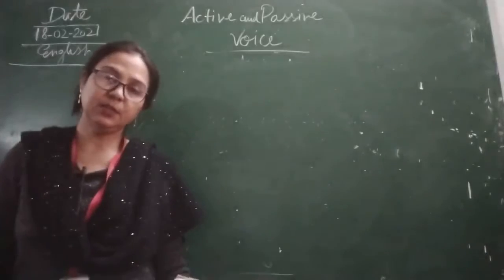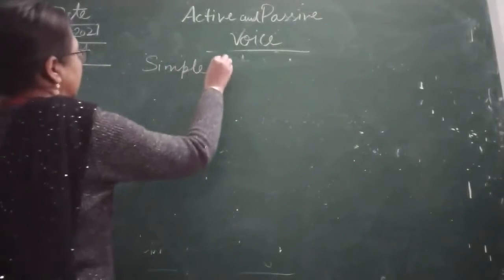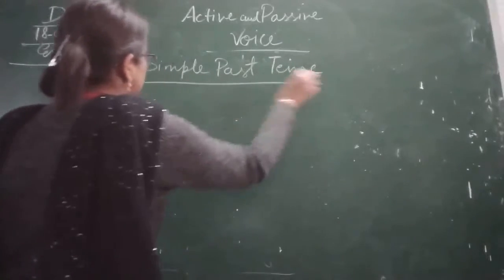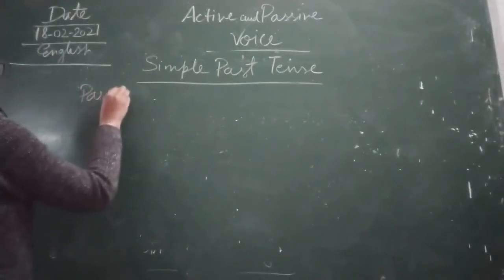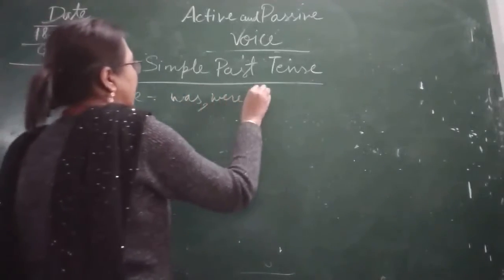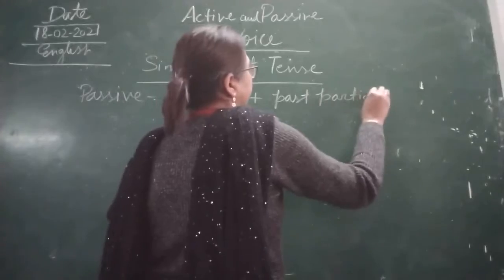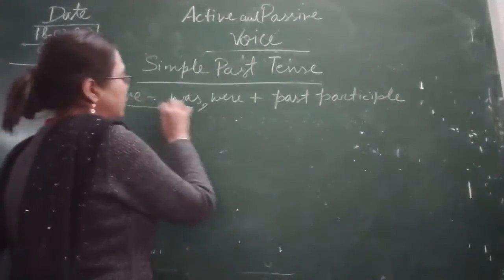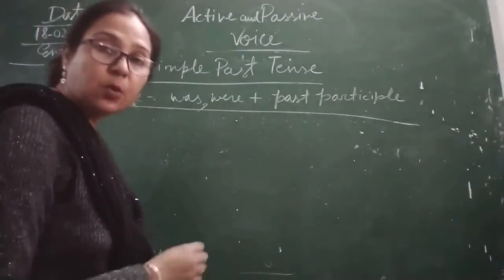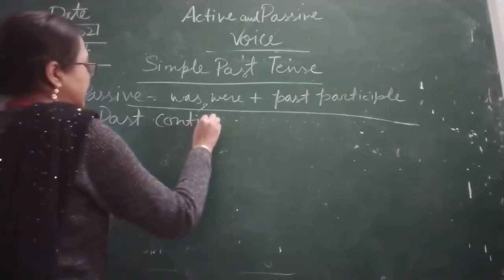So children, as we discussed yesterday, we started simple past tense, and we discussed how to convert it into passive voice. That is, only and only we will use was and were plus past participle. Okay, this is the rule for making active to passive voice. Today we are going to start past continuous tense.